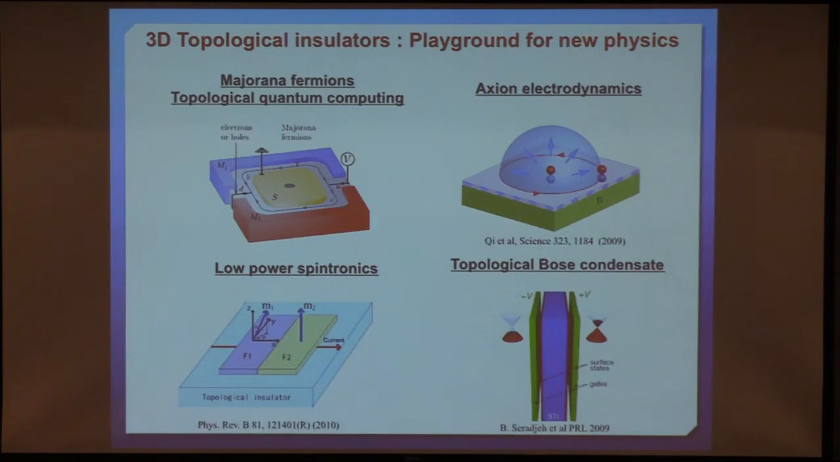Okay, so a number of interesting applications, both from the academic side and also the application side, have been proposed. For example, if you interface the topological insulator with an S-wave superconductor, it was proposed that this interface actually would host novel excitations called Majorana fermions, which are excitations that are their own antiparticle. They are predicted to be very useful in quantum computation type of applications.